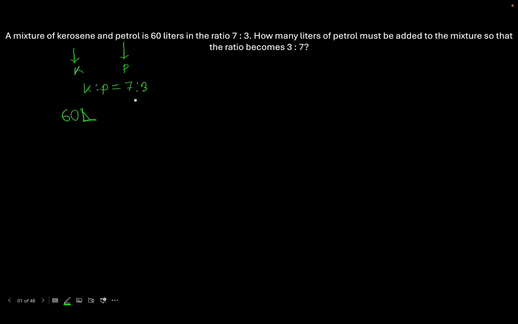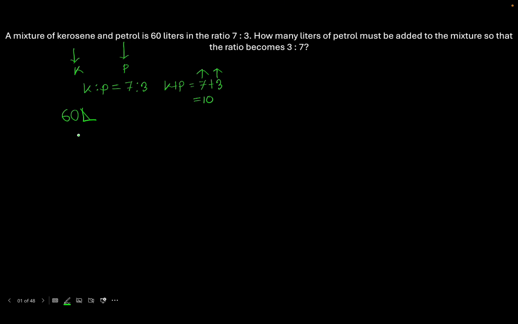So now we can assume, if it's 7:3, that means the total K plus P is equal to 7 plus 3 is equal to 10. So out of this 10 liter, 7 liter is kerosene and 3 liter is petrol. But in reality, we have in total 60 liter.